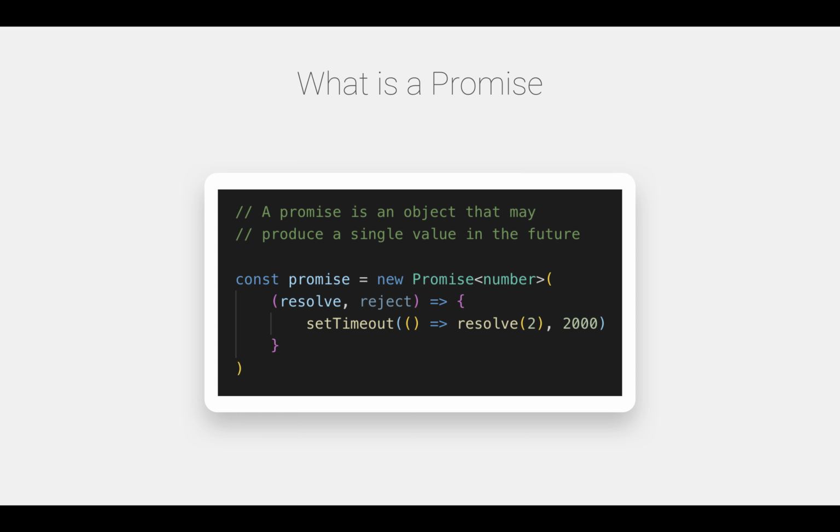Next is a promise. So what is really a promise? A promise is an object that may produce a single value in the future. It's not a function, it's an object. As we can see here, we define a new promise that after 2 seconds will produce the value number 2. So similar to the previous example where we had a function, but in this case it will return the number 2 after 2 seconds. Okay?